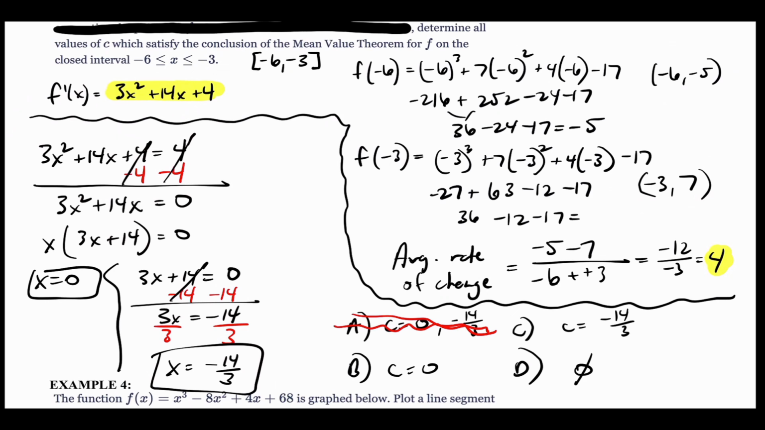0 isn't in the interval. Yeah, look at the interval. I don't care about any number outside the interval. I don't care about any C's outside the interval. 0 is outside the interval. Negative 14 thirds is inside the interval. That one is okay. So my answer would be C. Okay? Make sure you check the interval. If you get an answer that's outside the interval, I don't care about it. I only care about from negative 6 to negative 3. Any x values, any c values outside of that, I could care less about.